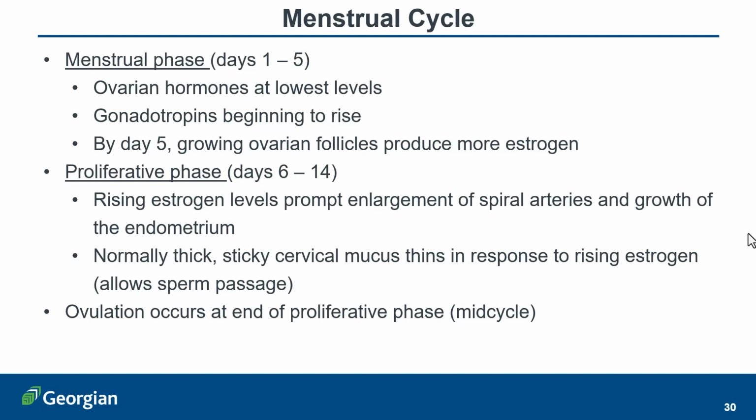The proliferative phase, which is days 6 to 14, occurs under rising estrogen concentration levels, thereby prompting the enlargement of the spiral arteries in the endometrium and the overall growth of the endometrium. The normally thick, sticky cervical mucus plug now thins in response to the rising estrogen level, thereby allowing sperm passage through the cervical os. Ovulation then occurs at the end of this proliferative phase. That would be mid-cycle, around day 14.